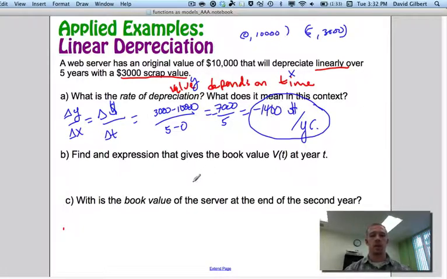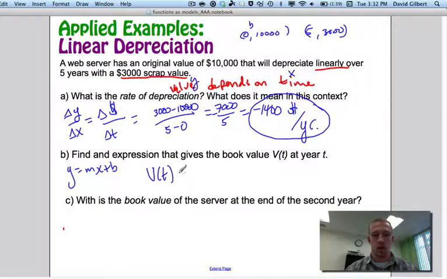So let's find an expression. We're going to use y equals mx plus b. We have the m and we have the b too. This is our y-intercept, right? So its initial value at year 0 is 10 grand. So that would be our y-intercept. So that gives us v of t equals negative $1,400 per year times number of years. Oh, I should use t. Negative 1,400t plus 10 grand.